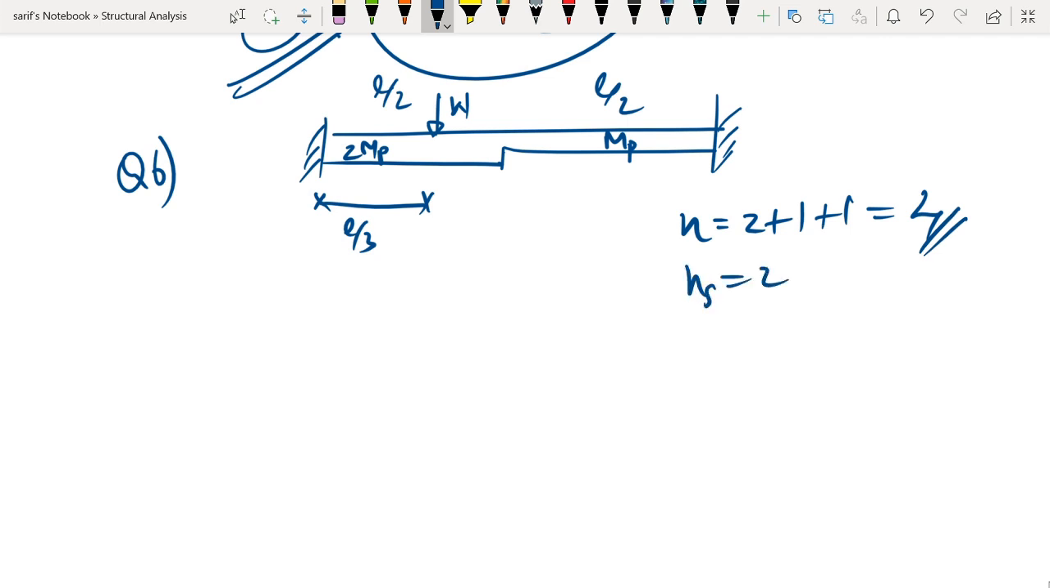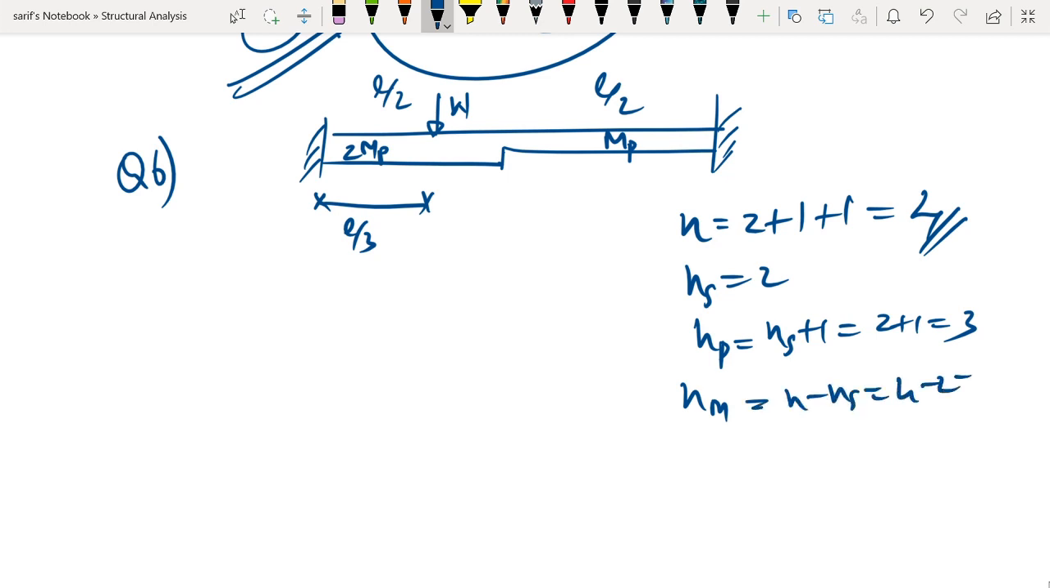Degree of static indeterminacy is 2, and the number of plastic hinges that are required to form a mechanism, as you know, is ns plus 1, so that is 2 plus 1 equal to 3. And the number of possible mechanisms is n minus ns, that is 4 minus 2 equal to 2. There are 2 possible plastic hinge mechanisms. So let us consider mechanism number 1.